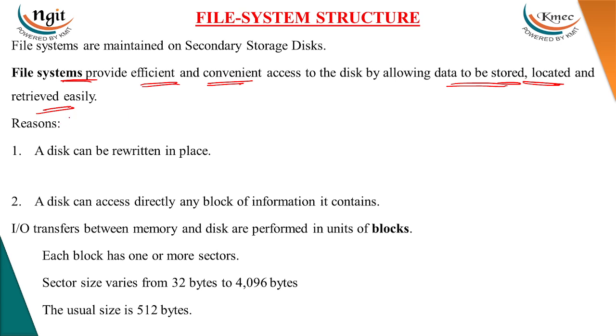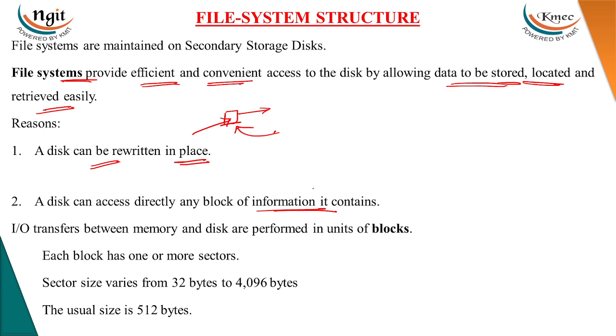The reasons for storing these file systems on disk are: one, a disk can be rewritten in place. That means once a memory block is used, we can reuse that particular memory block. It is possible to read a block from the disk, make some changes to it, and store it right back in the same place. So this is possible with the disk. Then, the disk can access directly any block of information it contains.